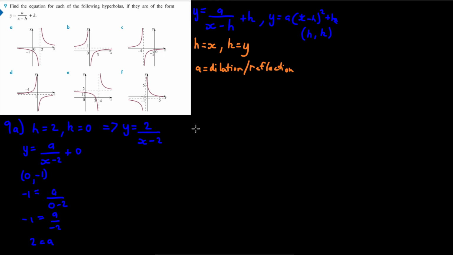Let's look at E. E looks quite nice. So our h value, that's 4 to begin with. We can see there's a vertical asymptote, and it crosses the x-axis at x equals 4. And the y asymptote, k, that'll just be 2. So let's sub that into our general equation. y equals a over x minus 4 plus 2. And again, we need an x and a y value to sub in. That would leave a as our only unknown, and then we can calculate a.